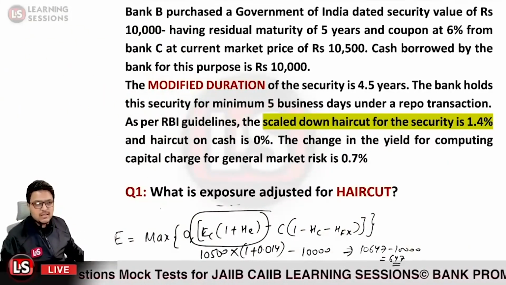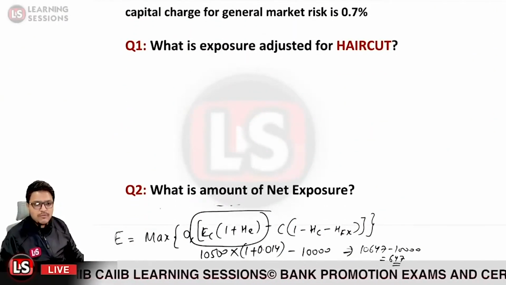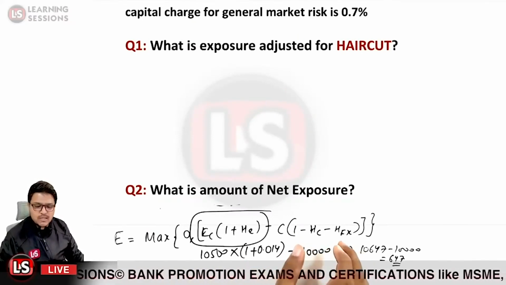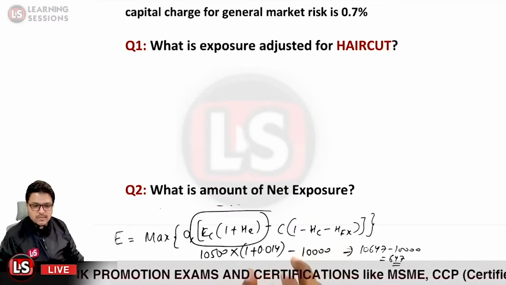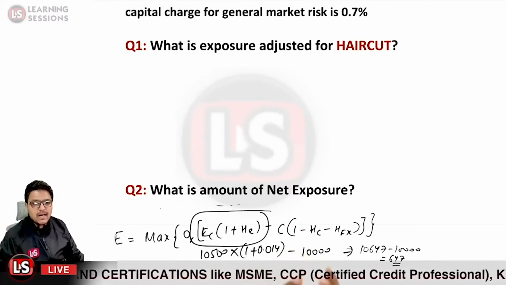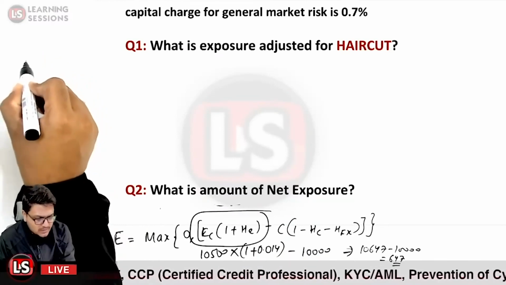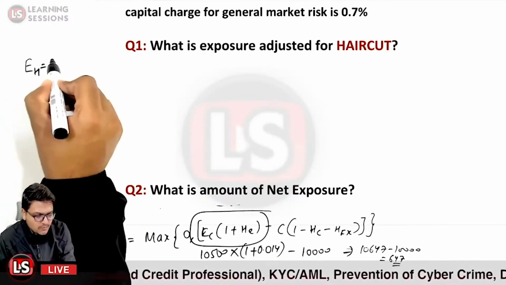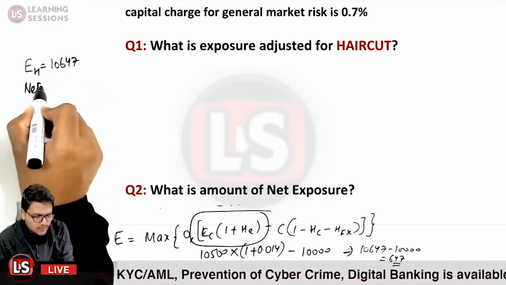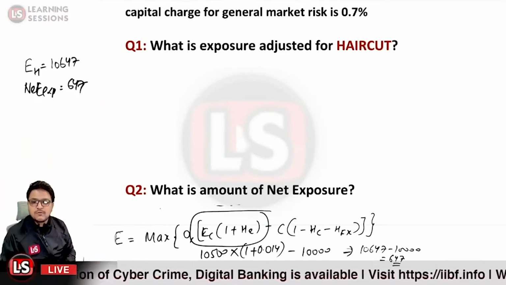Okay, and the next question says, what is the amount of net exposure? We subtracted the collateral value that we were having at the 0% haircut, that is in the form of cash. So we subtracted the 10,000 from the 10,647, and the net exposure is 647. So I can rewrite over here: the haircut adjusted exposure value is 10,647, and further the net exposure is equal to 647 only.